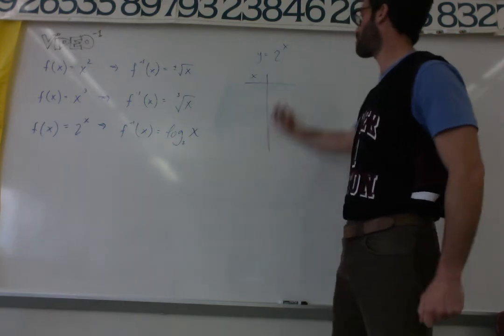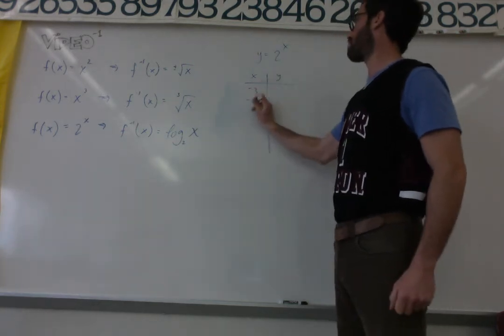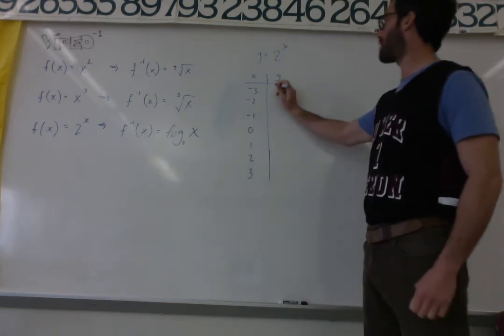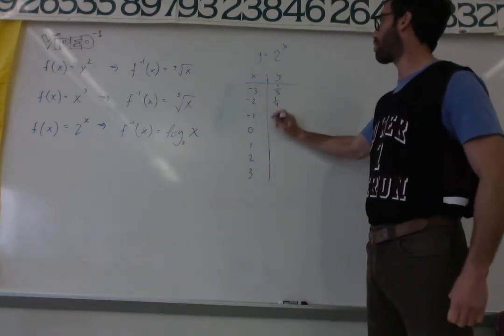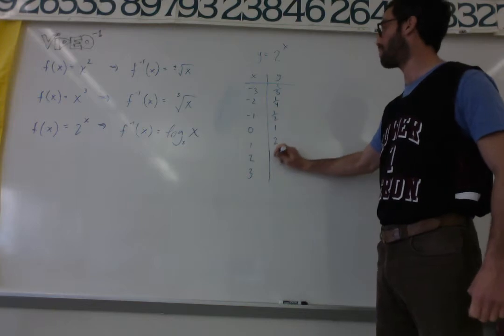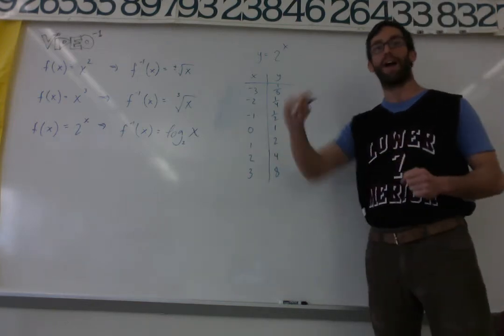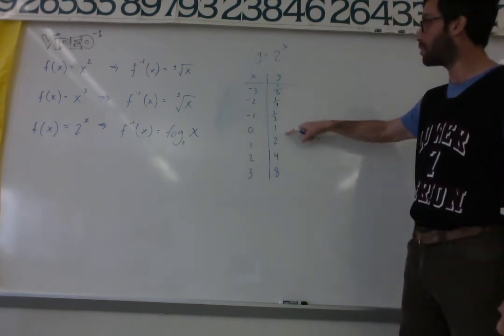Look at a table of values. Let's go from -3 to 3. You know these already. We've done this. So we have 1/8, 1/4, 1/2, 1, 2, 4, and 8. And just to remind you, it's exponential, so there's a multiplier, a common ratio of 2.